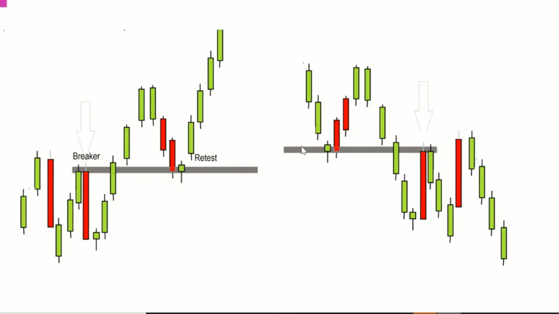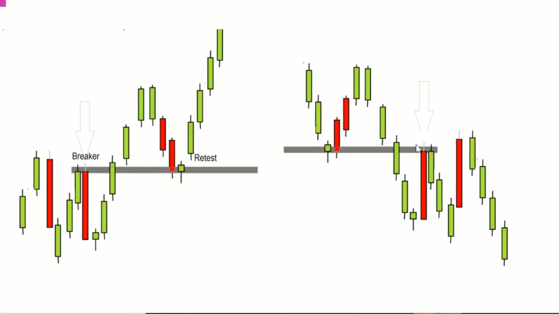And also on the downside, if the market is trending this way and it forms a swing, this part is called the breaker. When the market breaks this region on the downside, if it comes to retest the breaker, maybe sometimes here and sometimes in the order block, you sell at this section, and the market continues downwards. That's how the structure of the breaker works.